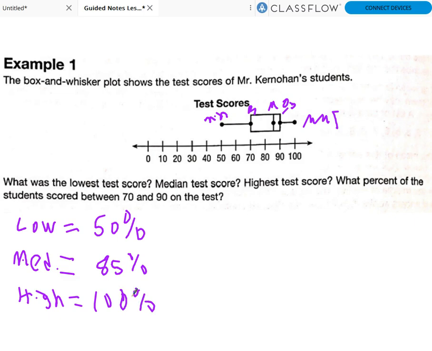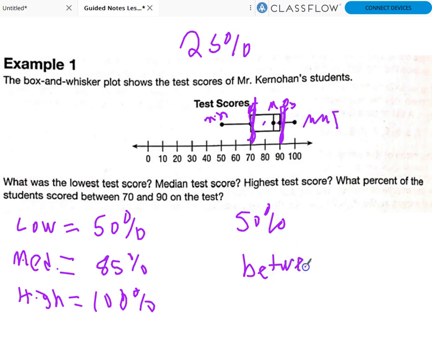And then the last part is what percentage of students scored between a 70 and a 90. So a 70 is right here, and a 90 is right here. If you notice, that takes up two sections of our box and whisker plot, and each section is going to be 25% of our data. Since it takes up two sections, each section is worth 25. So 50% of students were between a 70 and a 90.